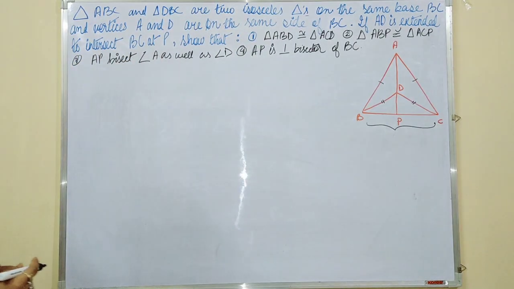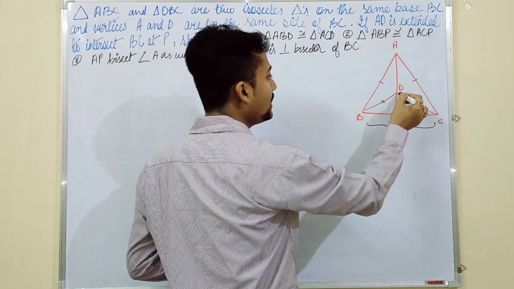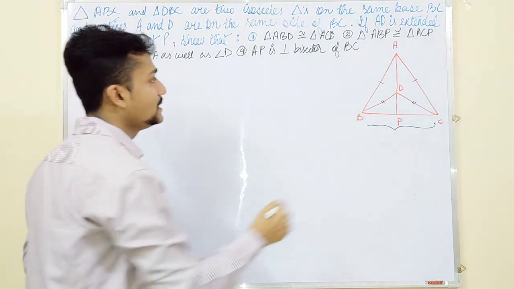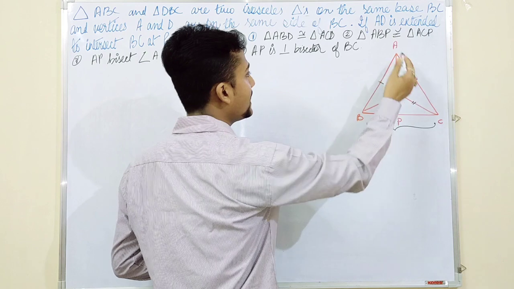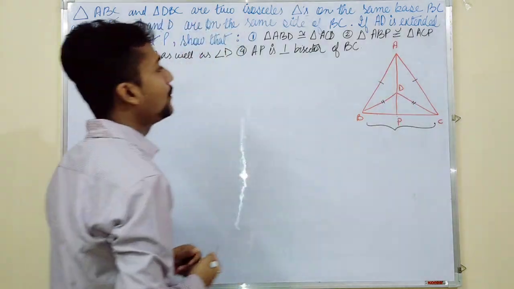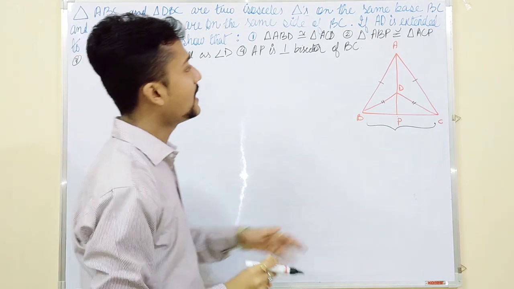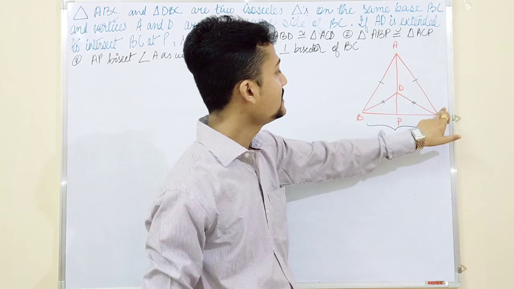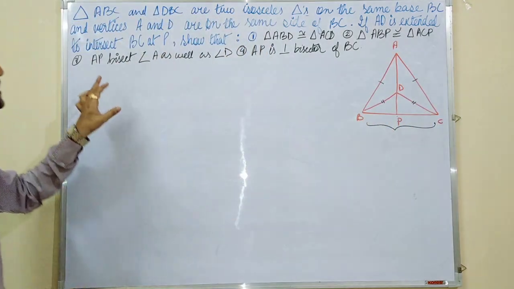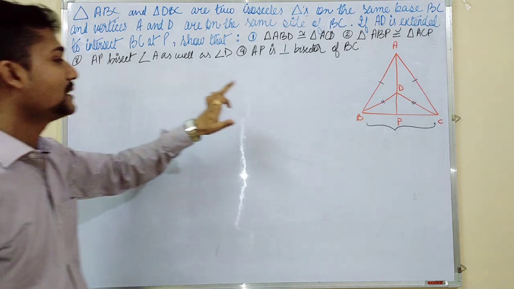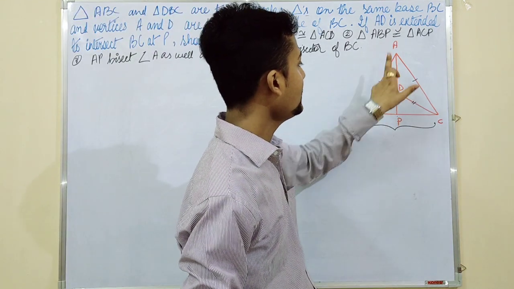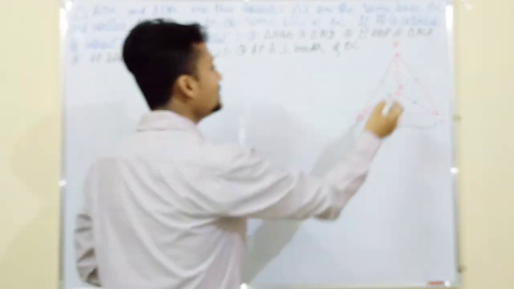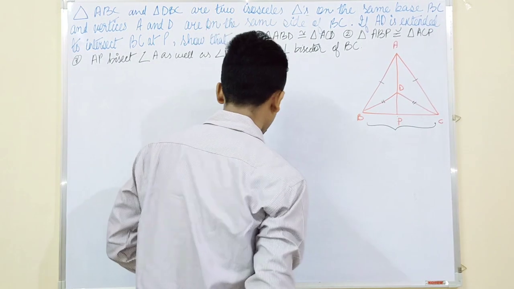If we join AD and extend it to P, then we need to show that triangle ABD and triangle ACD both are congruent. The second that is asked is that triangle ABP as well as ACP are congruent. Third is asked that AP bisects angle A as well as angle D. And fourth, AP is the perpendicular bisector of BC.